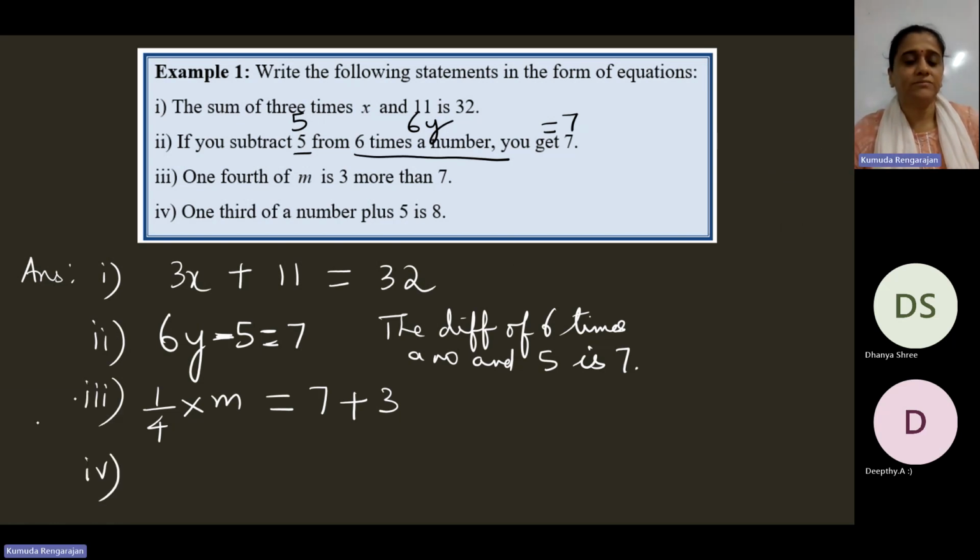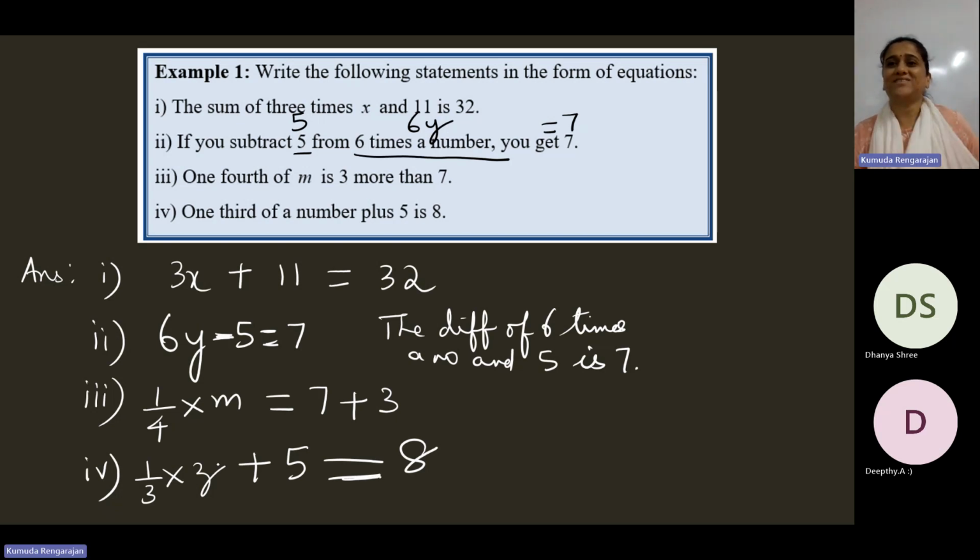Then the fourth one, 1/3 of a number. 1/3 of means into a number z, plus 5. Plus 5 is 8. Is means equal to 8. You already finished it? Okay. 1/3 of a number, say z, plus 5 is 8.